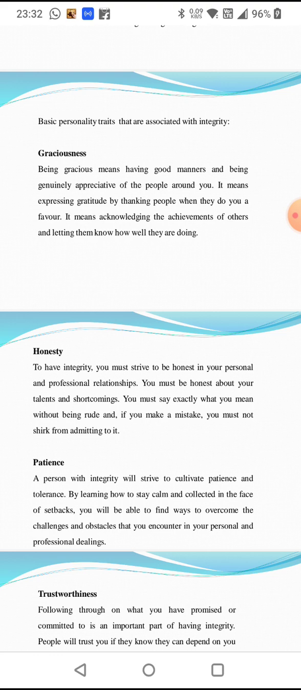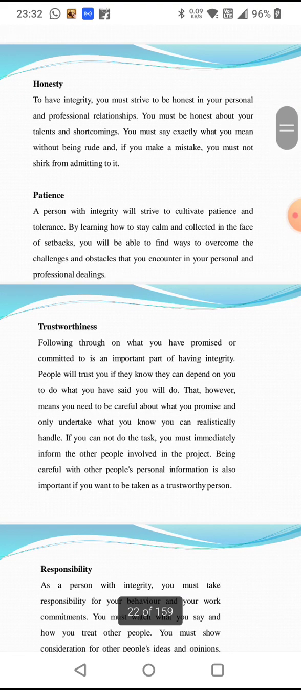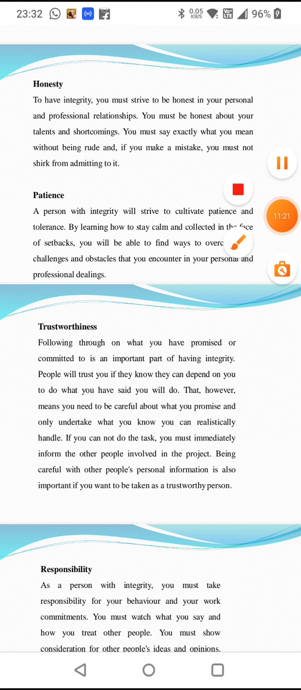So, the next is honesty and patience. To have integrity, you must strive to be honest in your personal and professional relationships. You must be honest about your talents and shortcomings. You must say exactly what you mean without being rude, and if you make a mistake, you must not shirk from admitting to it. What about patience?